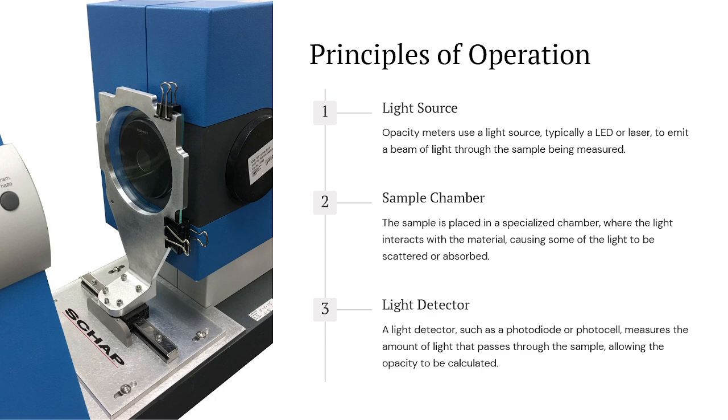Opacity meters work based on a simple idea. A light beam is shone on the material. The light interacts with the material, some of it gets blocked and the rest passes through it. A sensor measures how much light comes out on the other side. By comparing the light that went in with the light that came out, the meter calculates the opacity percentage. For example, if only 20% of light comes through, the material has 80% opacity. This is the basic principle that all opacity meters follow.